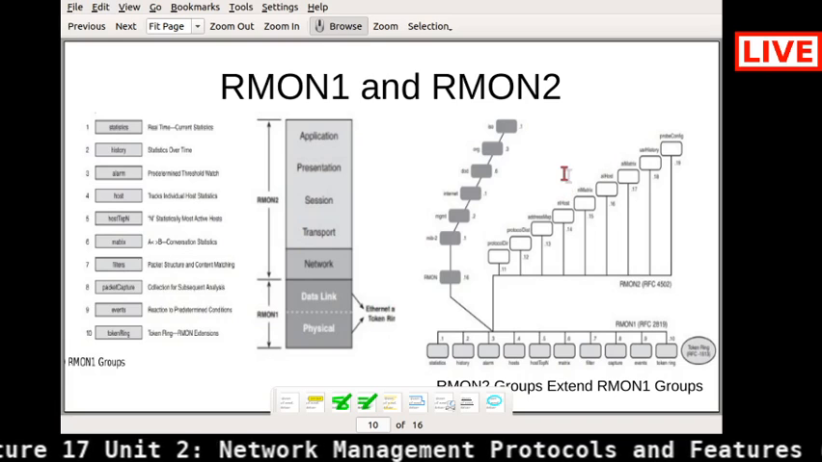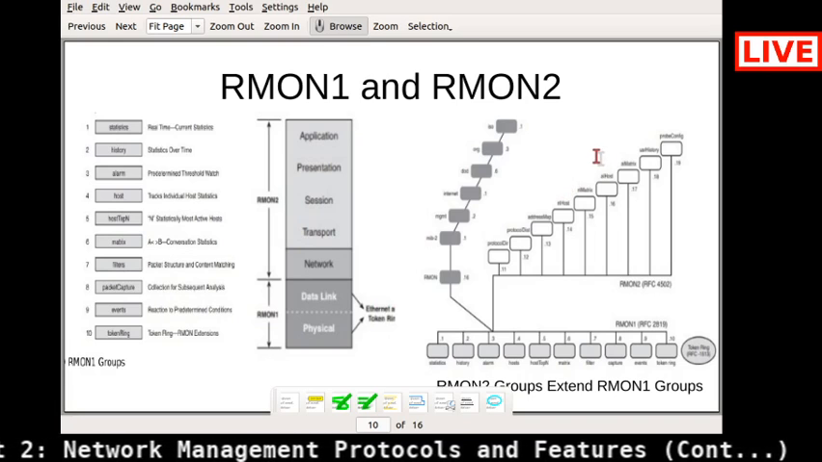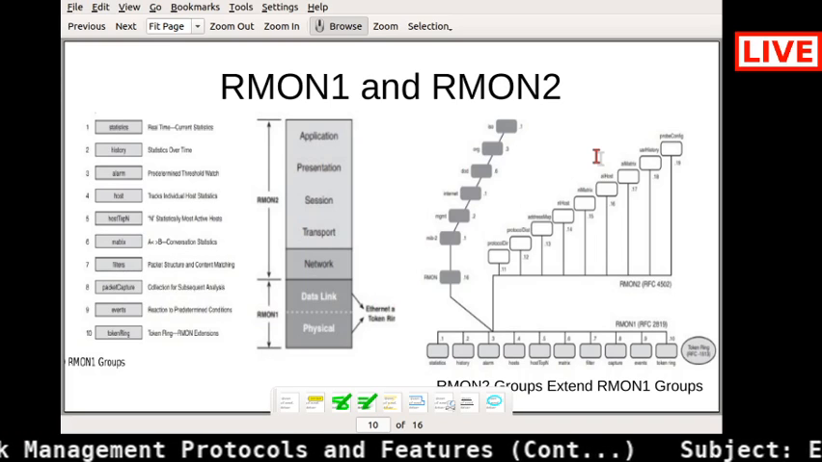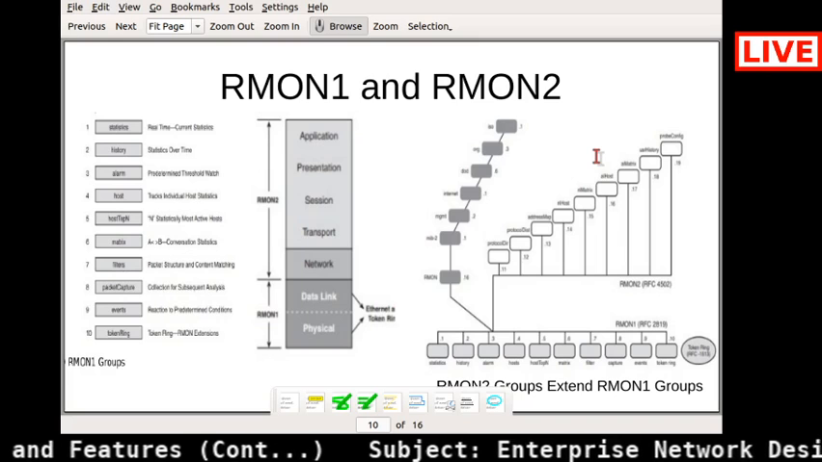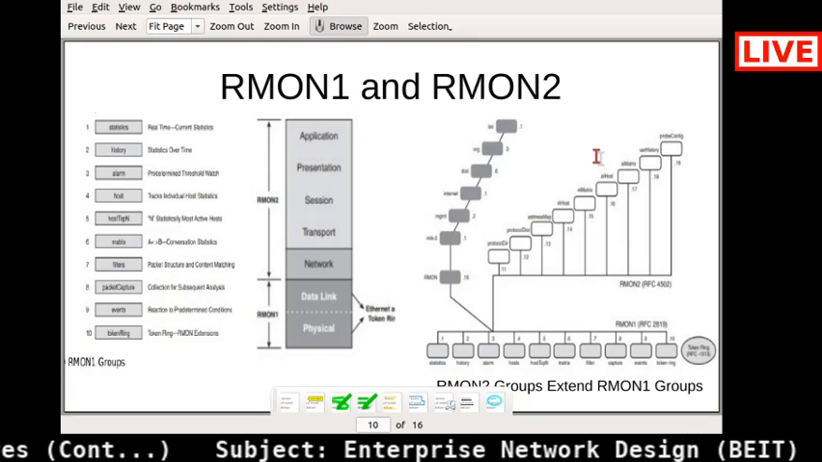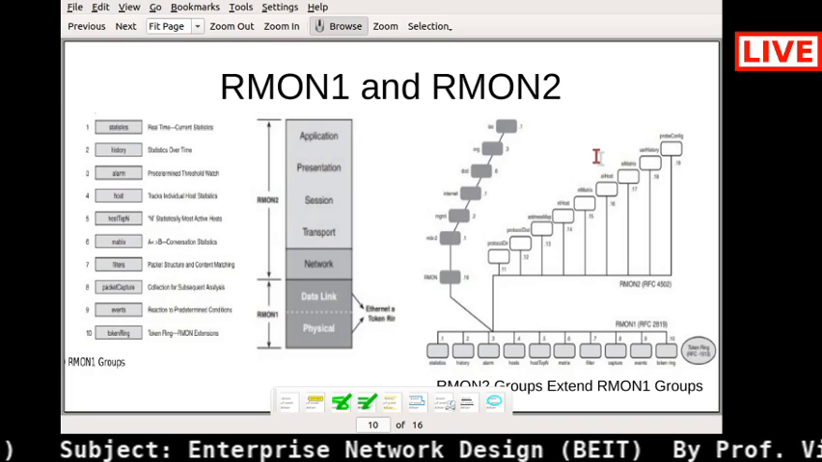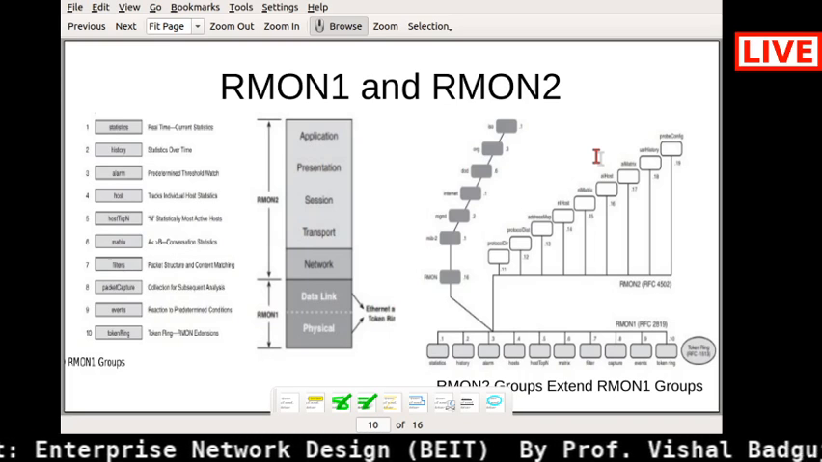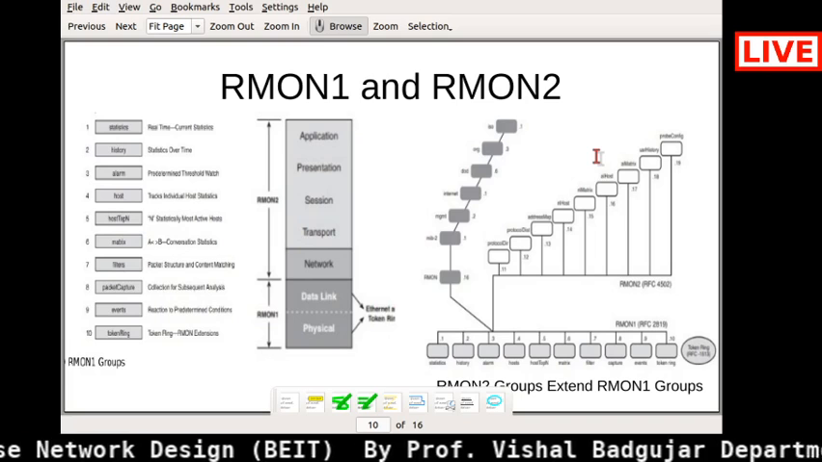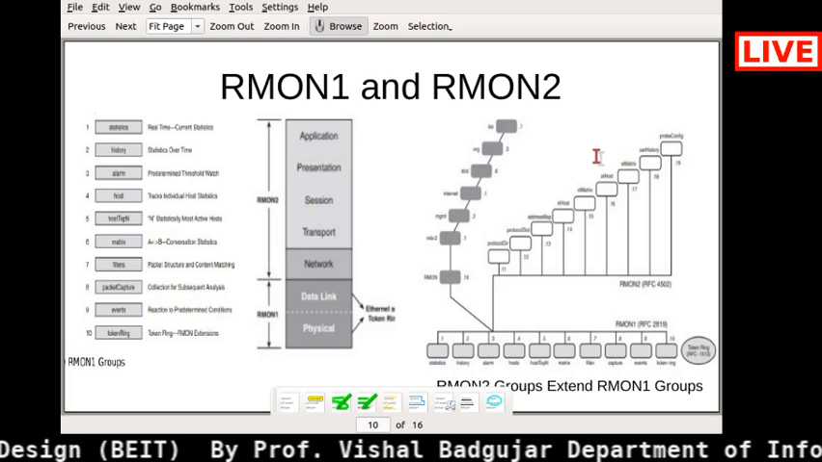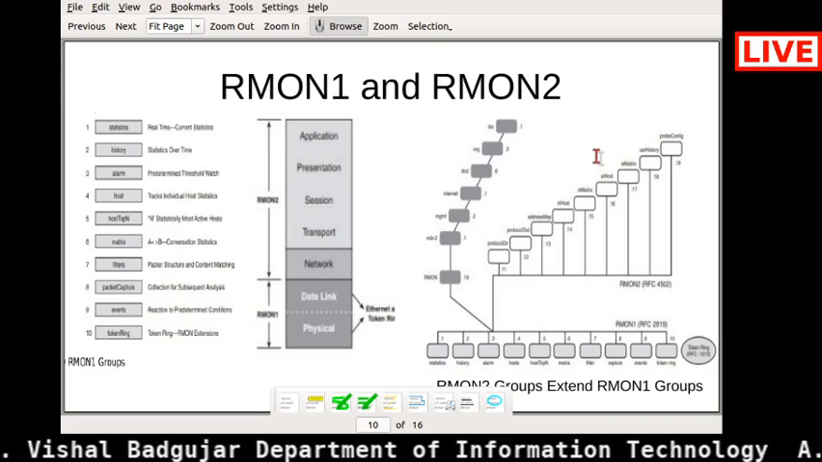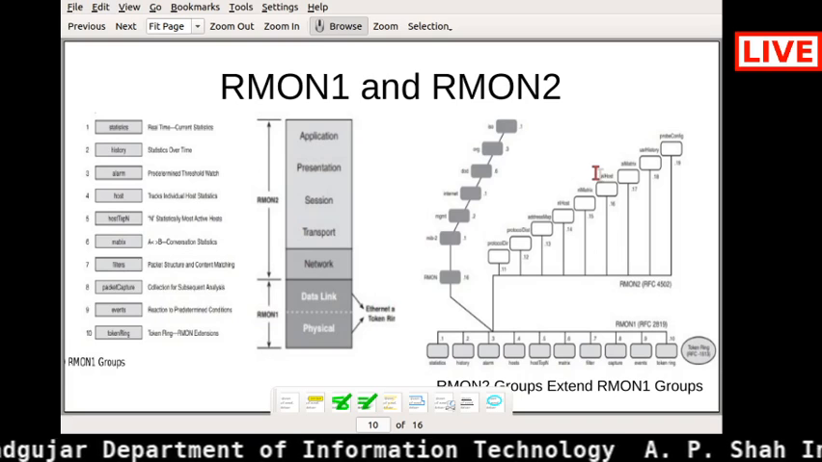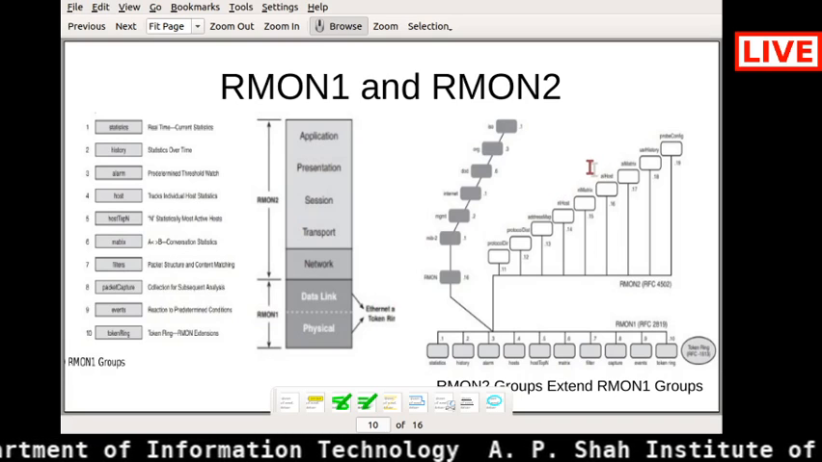Then the fourth one is the network layer host, right? It will give you the statistics for the network layer to each host, right? Whatever traffic is transferred through the network layer, up to the host end users, will be managed or monitored in this network layer host, right?